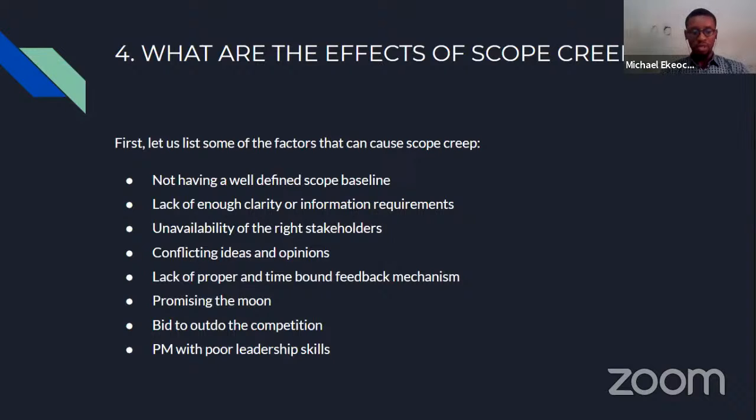So the next one there is wanting to outdo the competition. And then a PM with poor leadership skills. As a project manager, you should have good leadership skills so as to carry everyone along and make sure that everyone is sticking to their own side of the contract.